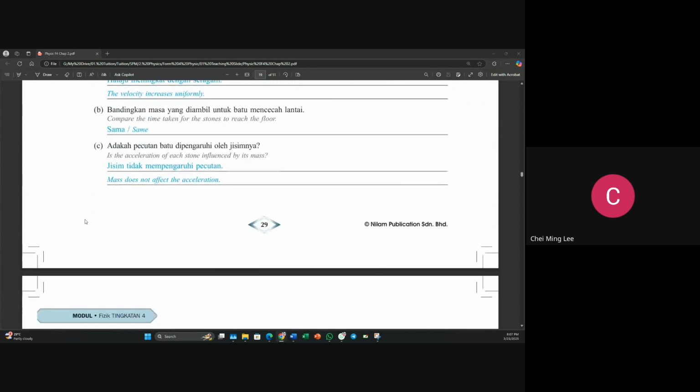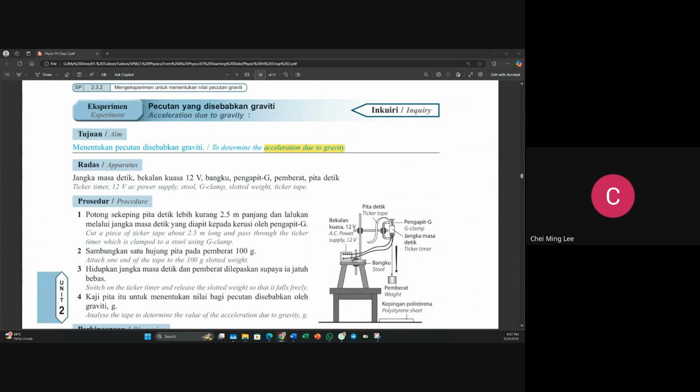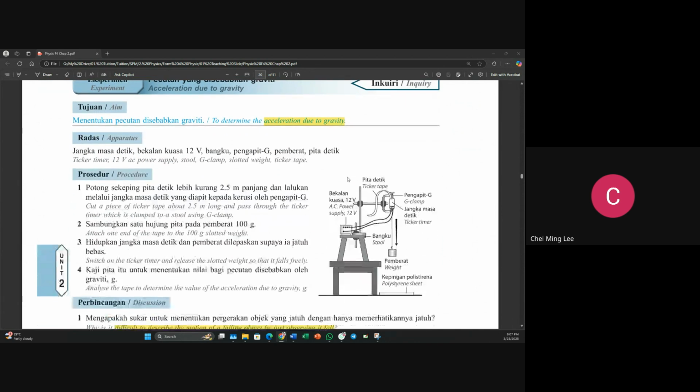Okay, let us continue. Now let's see the experiment for the acceleration due to gravity. The aim here is to determine the acceleration due to gravity. You need a ticker timer, the AC power supply, a stool, which is the small chair, and then a G clamp, slotted weights, and also the ticker tape.